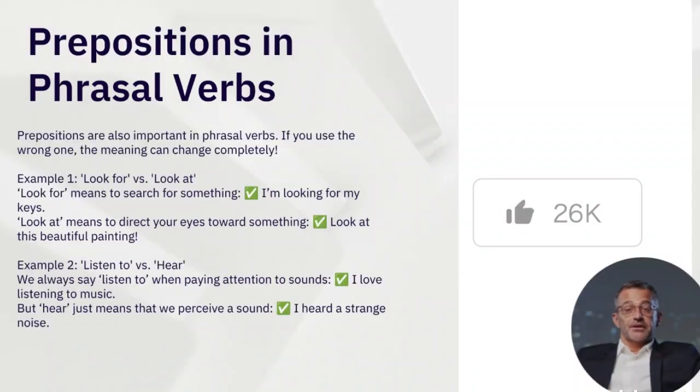Prepositions are also important in phrasal verbs. If you use the wrong one, the meaning can change completely. Example 1. Look for versus look at. Look for means to search for something. I'm looking for my keys. Look at means to direct your eyes towards something. Look at this beautiful painting.